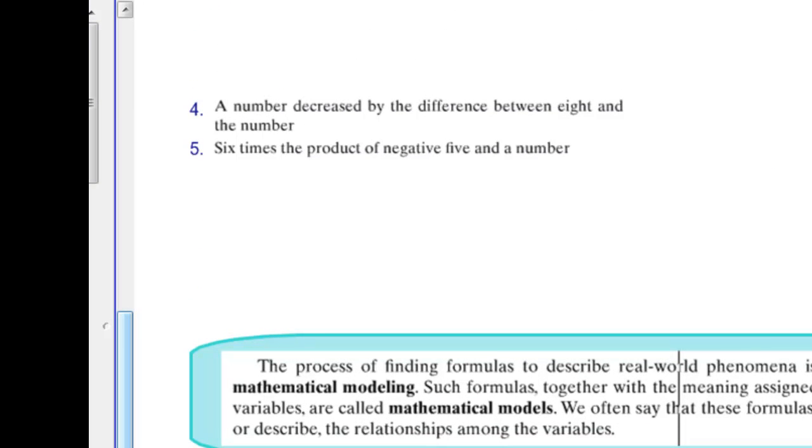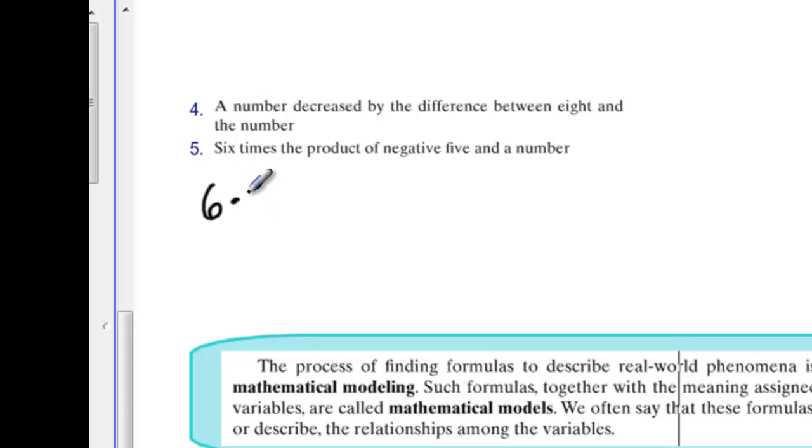We'll just do number 5. 6 times the product of -5 and a number. What's product mean? Yeah, multiply. So 6 times, that's actually quite nice, right? That means 6 times the product of -5 and a number. What's the product of -5 and a number? Yeah, -5 times x or -5x.